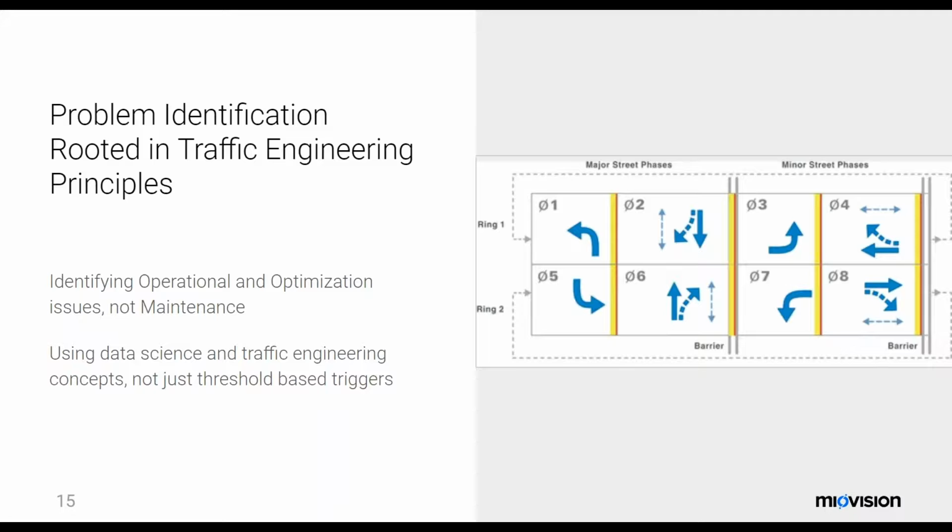Or if there's a movement that is having a lot of force offs or a lot of max outs, what does that even mean? Can I even do something about that? That's the big question, right? We don't want to surface issues where the intersection is really operating in an optimal manner and there's not much that can be done about it. We want to surface issues that you can actually do something about.